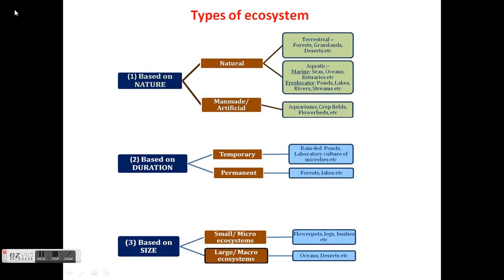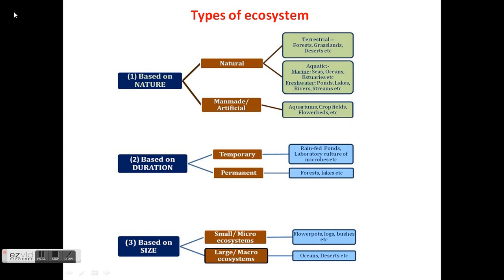There are various types of ecosystem based on nature. We have natural ecosystem and artificial ecosystem. Based on duration, an ecosystem can be a temporary ecosystem or a permanent ecosystem. And based on size, there are small or micro ecosystems or macro ecosystems.